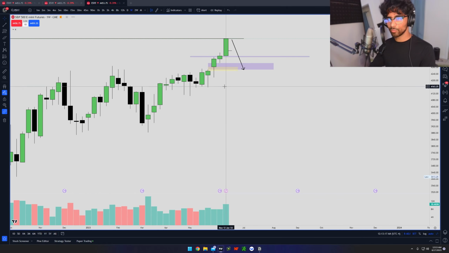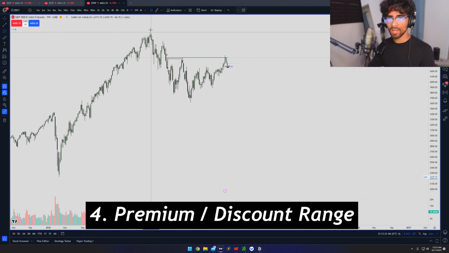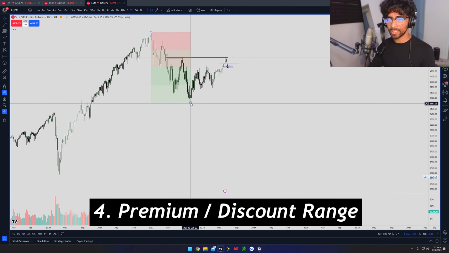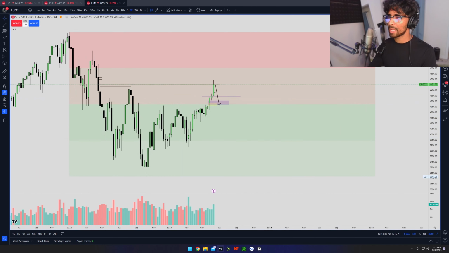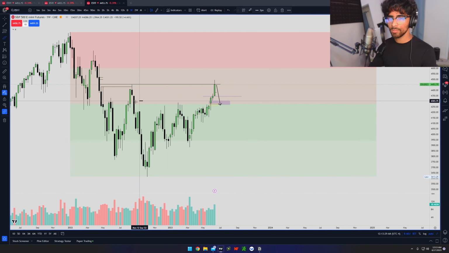Now let's go back on the weekly and see our premium and discount range. From all-time highs to this low right here, what's our dealing range looking like? You can see that every single time price came into a premium, we rejected. Whoa, came into a premium, rejected. And we're back into a premium after taking out this liquidity, okay?